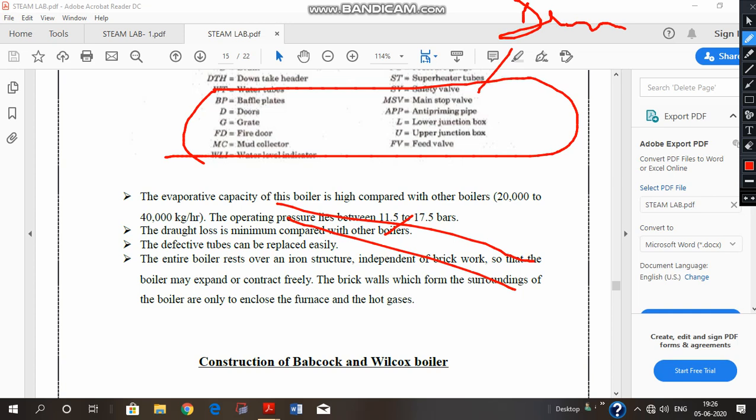Since they all are made up of steels, it is quite logical that due to high temperature, thermal stresses, contraction and expansion would be there. Because of this the boiler rests over the iron structure, and the design of the structure is such that expansion and contraction do not cause any kind of stress to the boiler parts and its other working machinery.